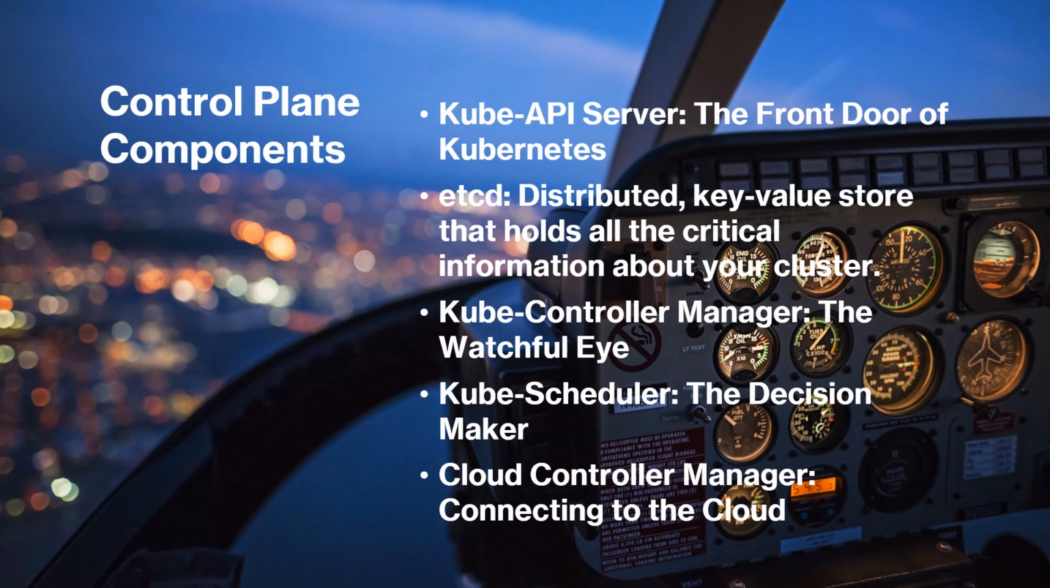Control plane components. The control plane is like the brain of Kubernetes, managing the entire cluster and making decisions about scheduling, scaling, and maintaining the desired state of your applications. Think of it as the command center of the Kubernetes system.